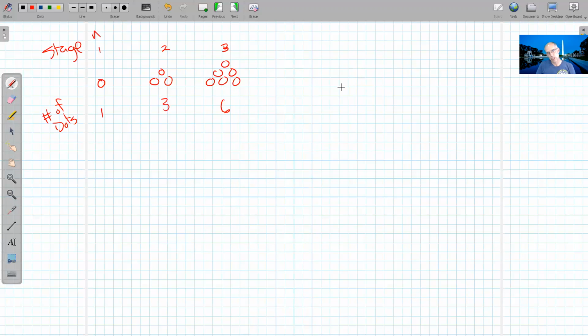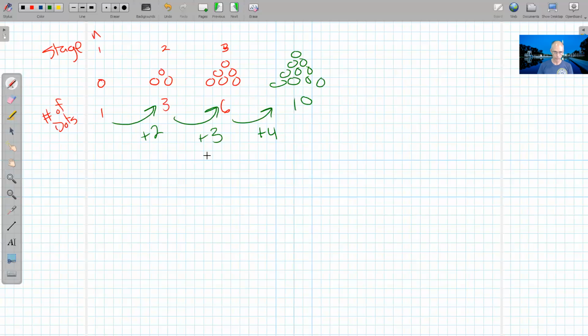All right, so imagine continuing this pattern. The next one's going to have 4 at the bottom going to 1 at the top. And there's a recursive pattern here. To get from here to here, I had to add 2 dots. To get from here to here, I had to add 3 dots. What am I going to add to get the next figure? 4, nice. So we take this shape right there, 1, 2, 3, 4, 5, 6, and we add 4 to the bottom. And that's going to give us 10 total.